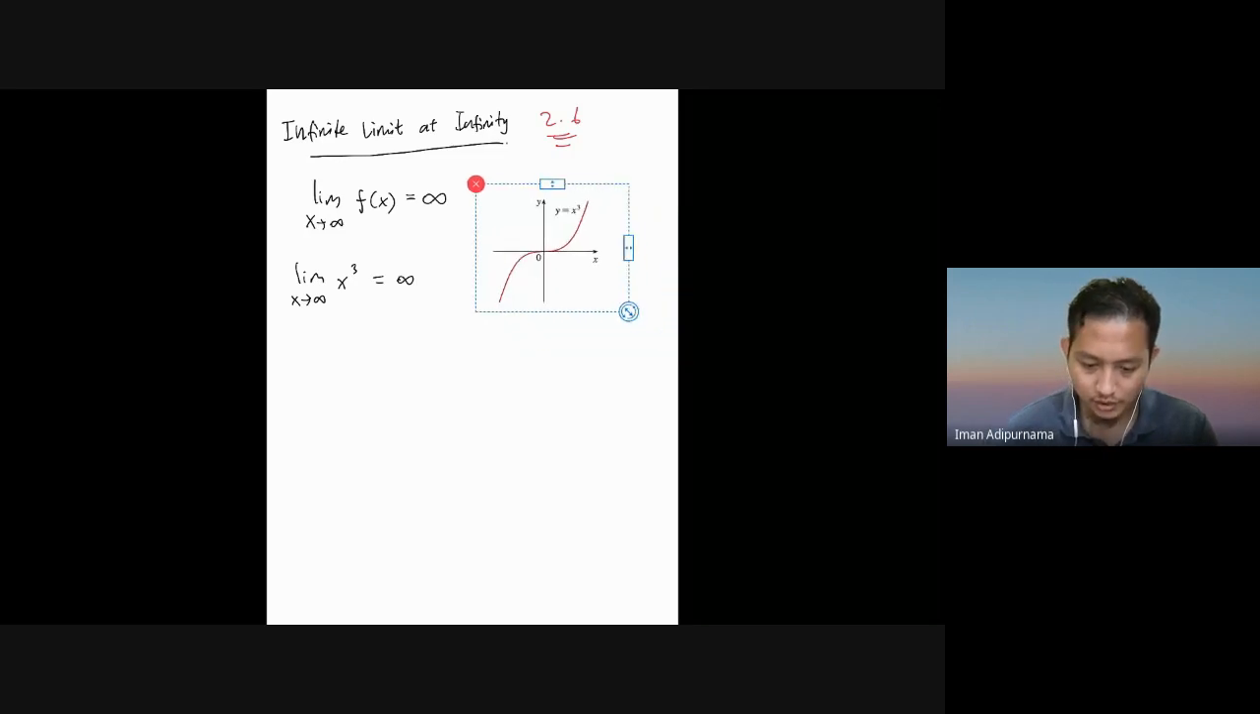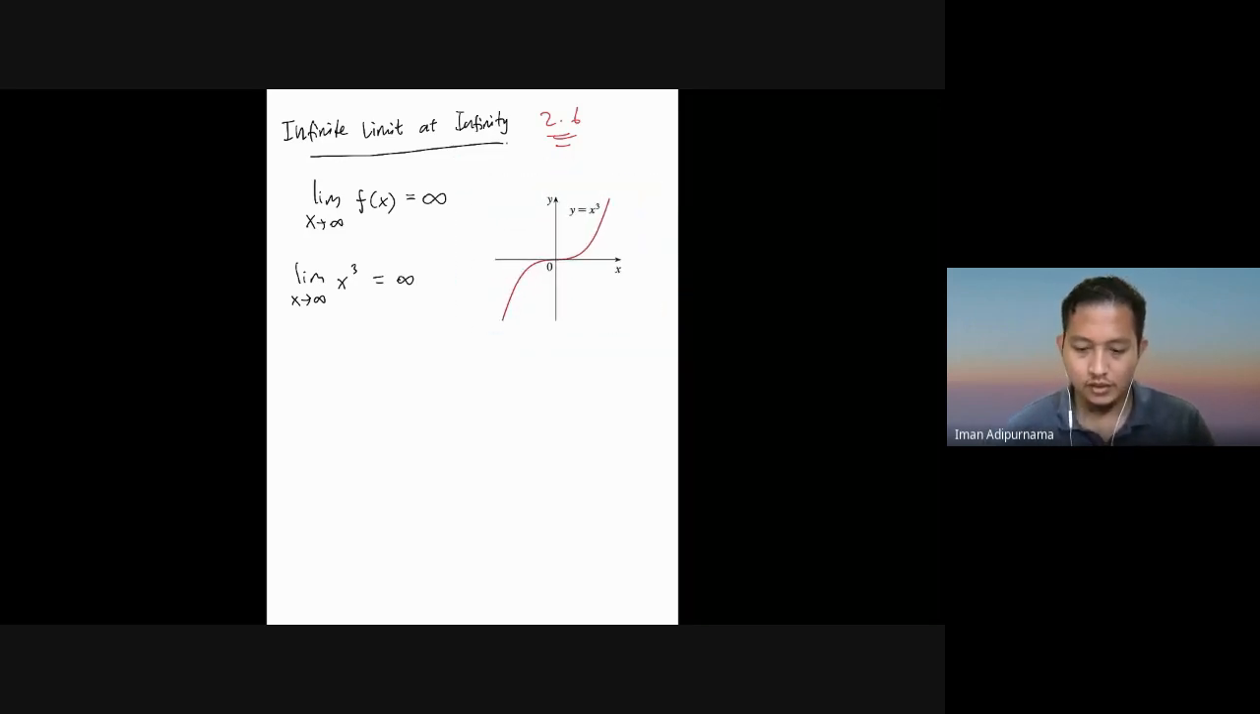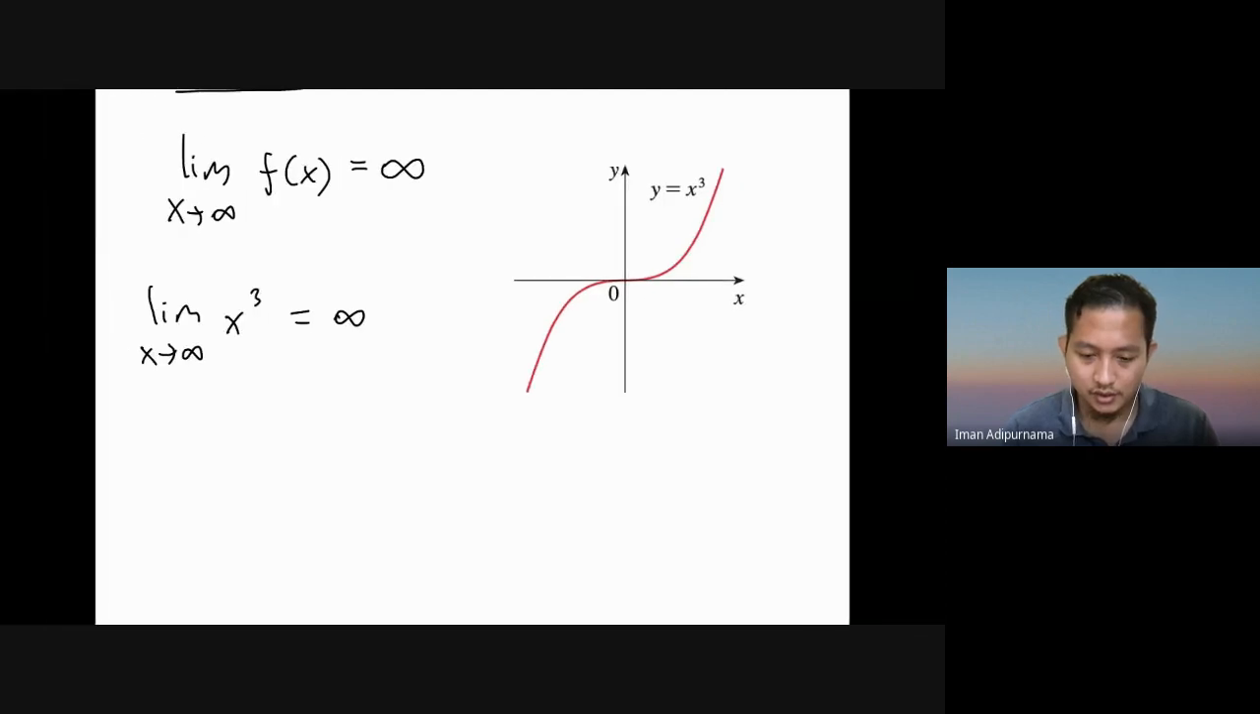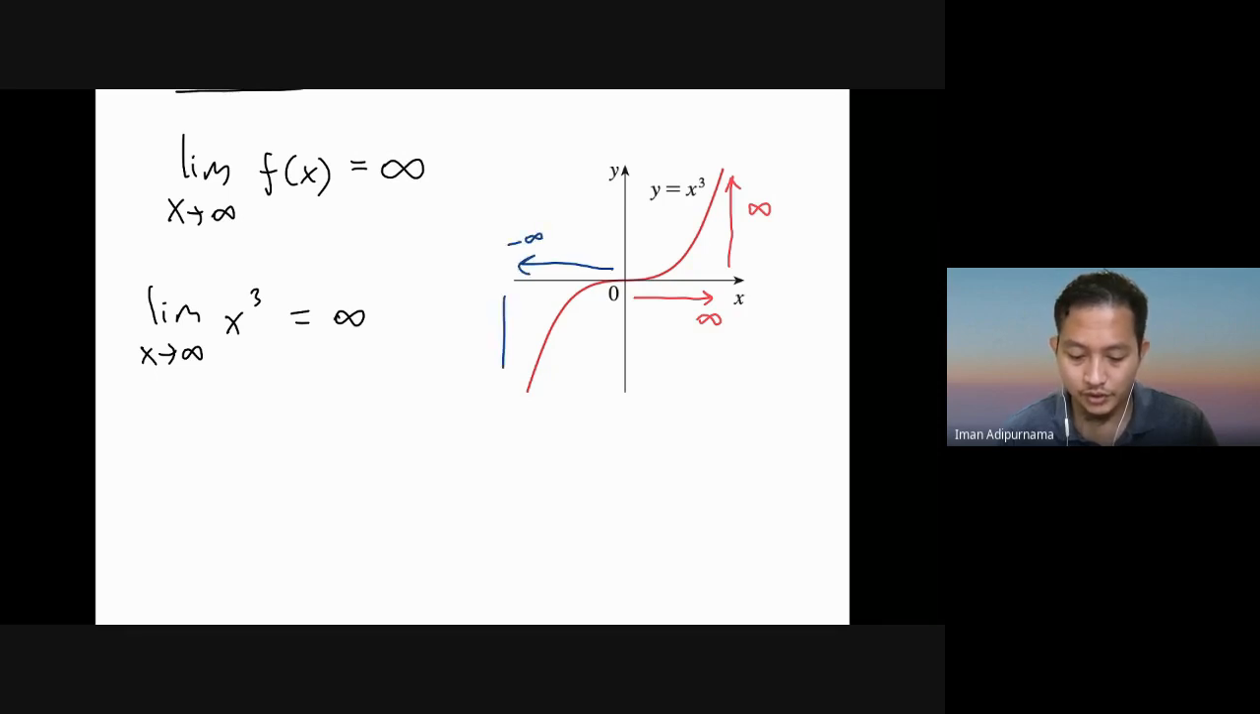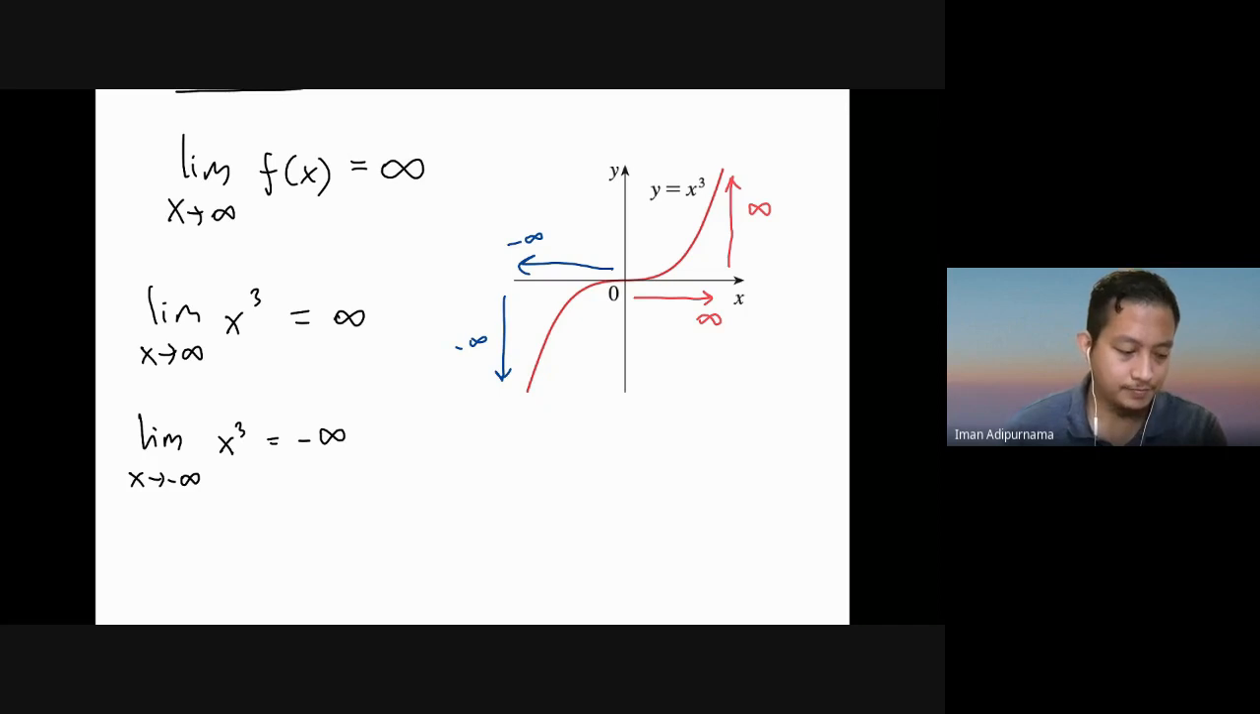Okay, I got the picture now. If you look here, as x approaches infinity, the value of f is also getting infinite, right? Similarly, when you are going to the left, you also have a negatively large value.